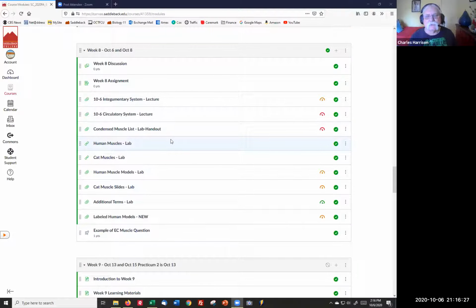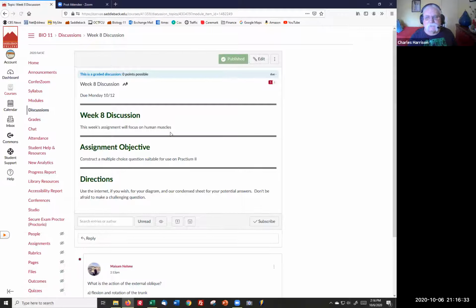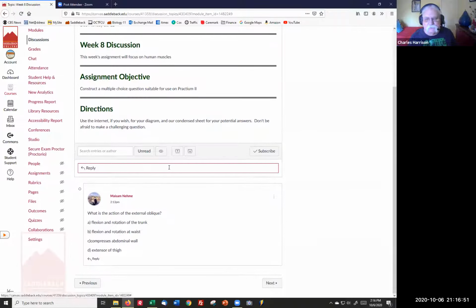Okay, now we're at week 8. For the discussion topic, it's on muscles. This one is something you did for the bones. I want you to construct just simply a multiple choice question, suitable, as you think anyway, for use on the practicum 2, the muscle practicum. Make it multiple choice. If you can grab pictures from the internet that maybe have an outlined muscle, but it's not labeled, that would make it fairly easy for you and fairly good for us.